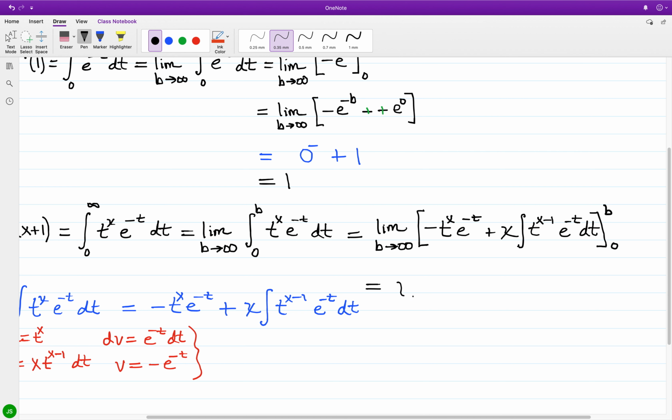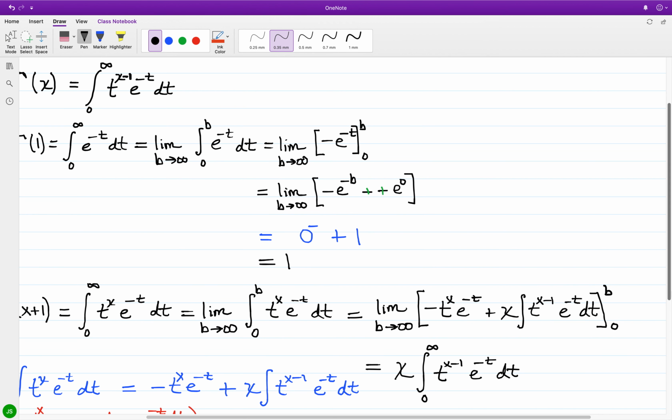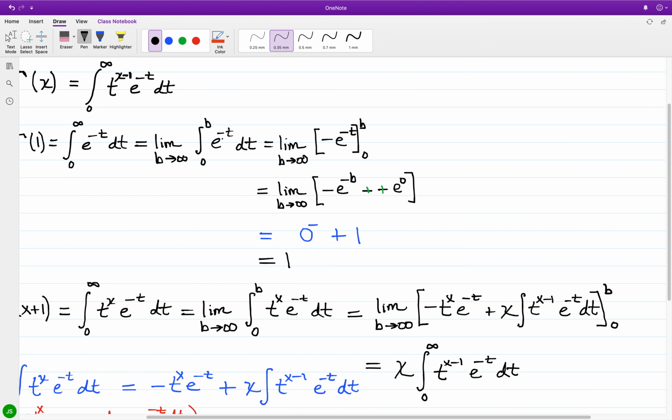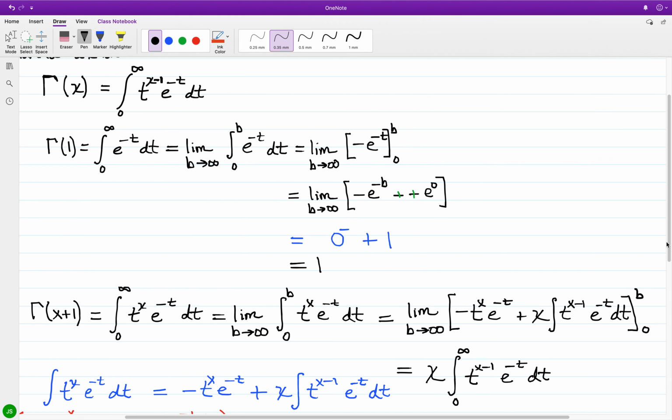So remaining, then, we have this term. So you have x, and applying the limits along the integrand, going from 0 to b, again as b approaches infinity, of t to the x minus 1 times e to the negative t dt. And guess what? As we go from 0 to infinity of t to the x minus 1 times e to the negative t dt, that is going to make reference to the gamma function.